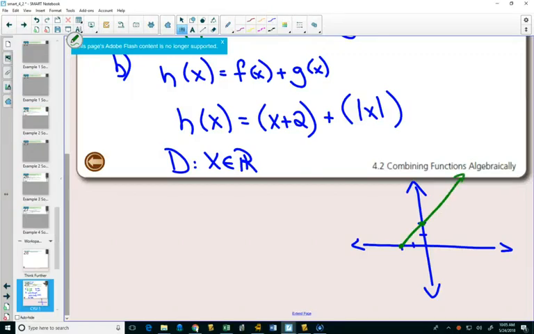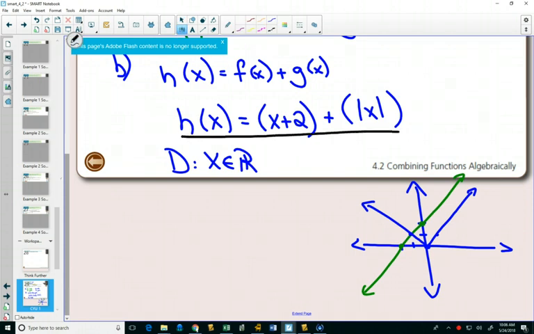Would you agree that that's a straight line with a slope of 1 and a y-intercept of 2? And I said the blue graph was the absolute value graph, which looks like this. Now, mathematically, if I wanted to add these two functions together and create my h of x graph, which I will do in black, what's it going to look like?